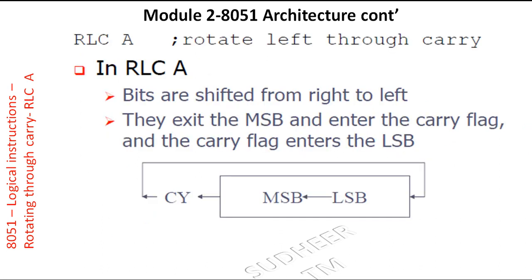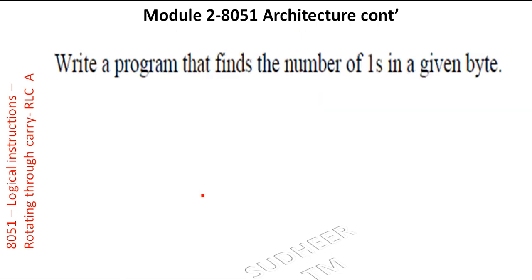Okay, next RLCA: same operation and same application, but here D7 is modified to the carry flag. The carry flag will be modified by D7, and the carry flag will come to D0. Whatever we discussed previously, it's the opposite. So here it is rotate left through carry, with the same applications and uses within a program.